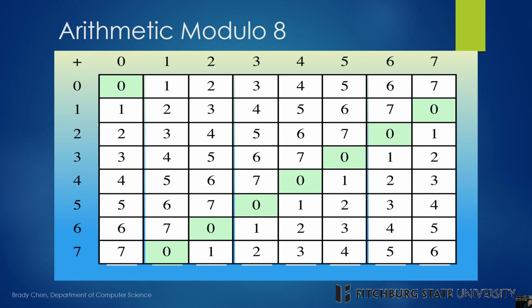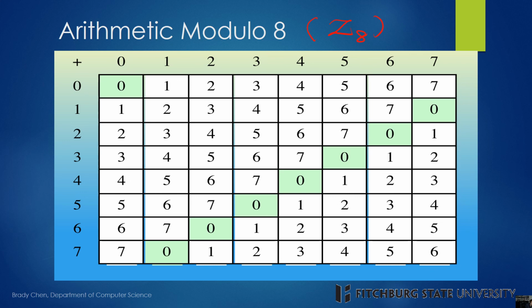Okay. Now in the previous slide we defined a set called Zn, and in this particular case Z8, which is a set of integers from 0 to 7, right? 0, 1, 2, 3, 4, 5, 6, 7. And then we try to define the arithmetic modulo 8 operations so that, based on these operations, when you apply them to any two elements in this set, the result is still in that set.